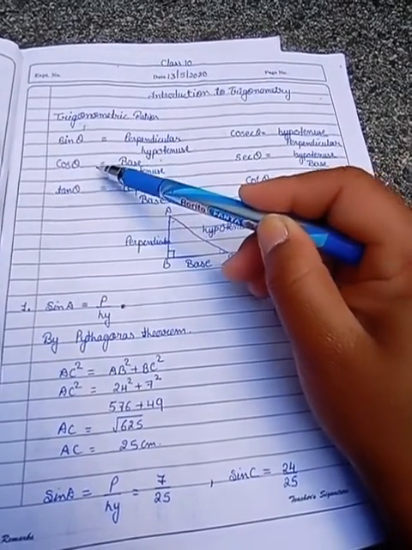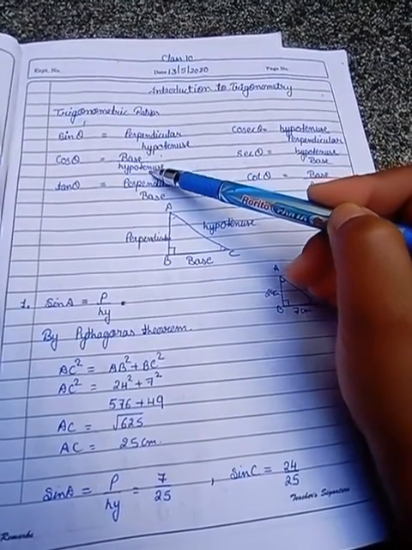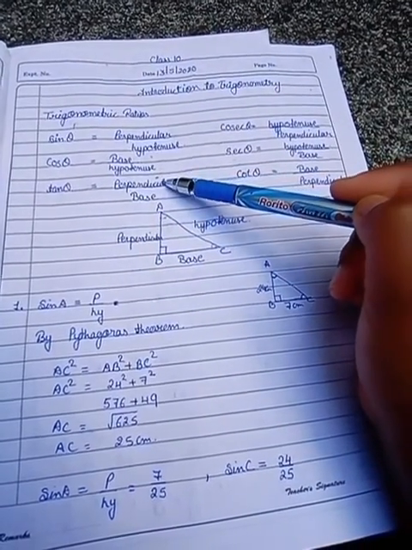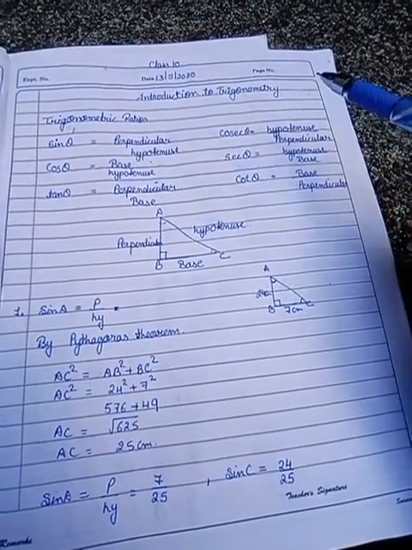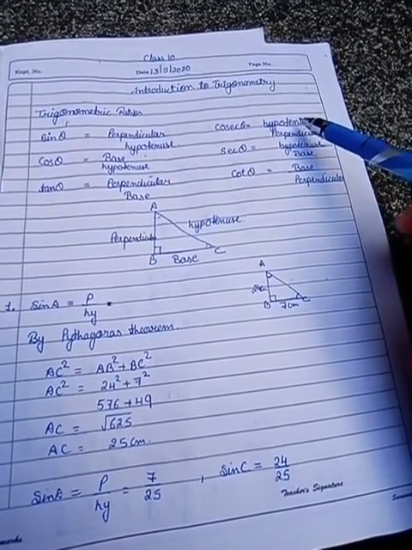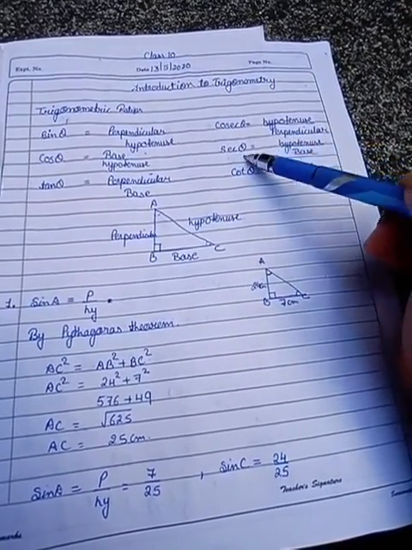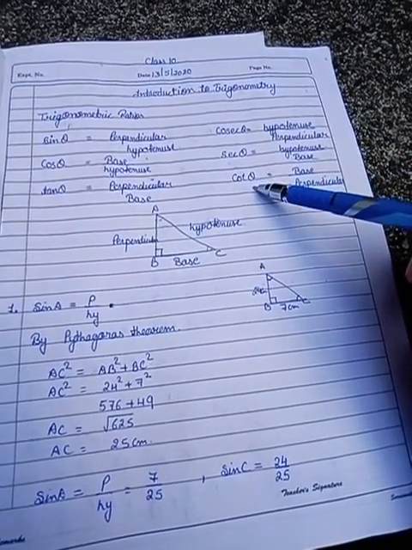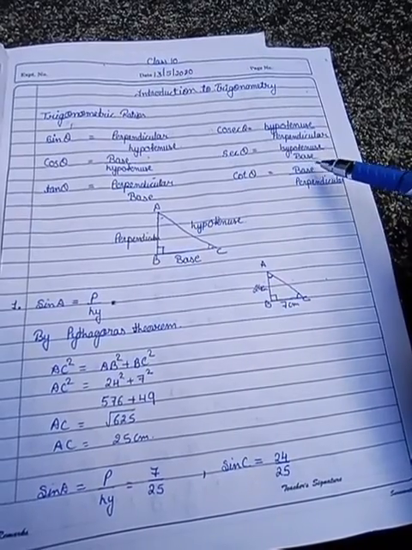Cos theta is equal to the ratio of base and hypotenuse. Tan theta is the ratio of perpendicular and base. Cosec theta is equal to the ratio of hypotenuse and perpendicular. Sec theta is the ratio of hypotenuse and base, and cot theta is the ratio of base and perpendicular.